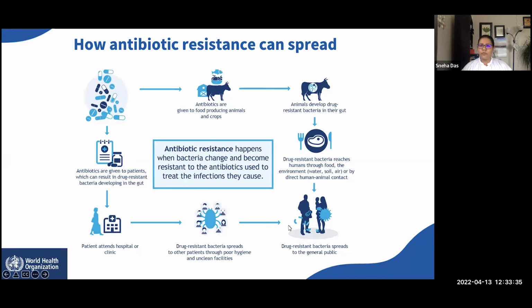So I would like to point out here that it's not the human or the patient who is resistant. It is the bacteria in the human body, or the pathogen that is infecting the human, that is resistant to the antibiotic. So it's important to make this distinction that antibiotic resistance is actually happening in the microbe, and you are resistant to the treatment because you're infected by this microorganism.